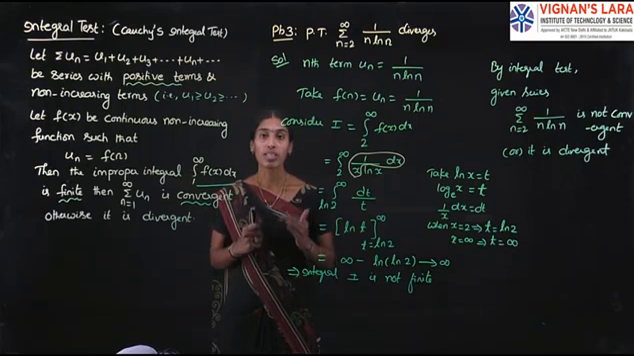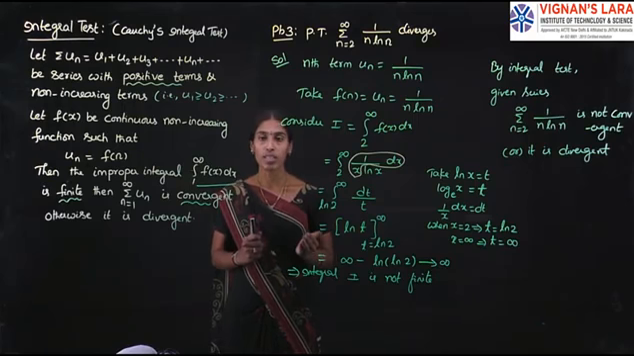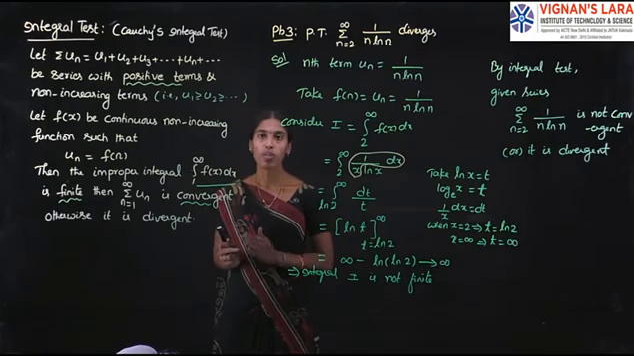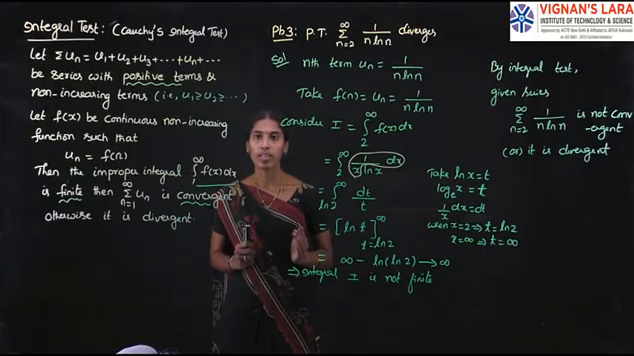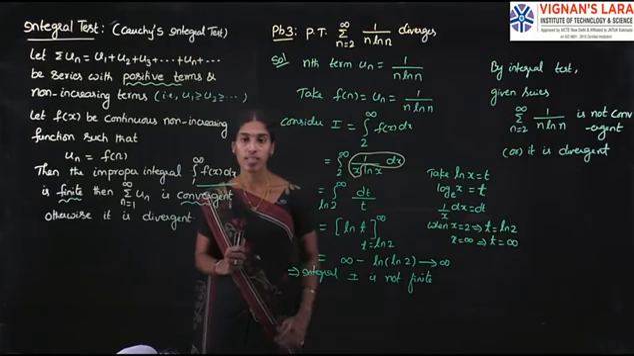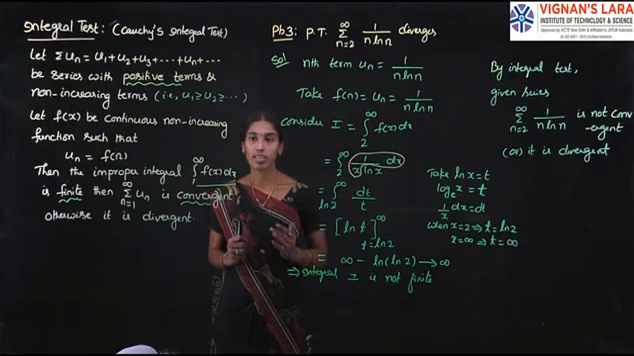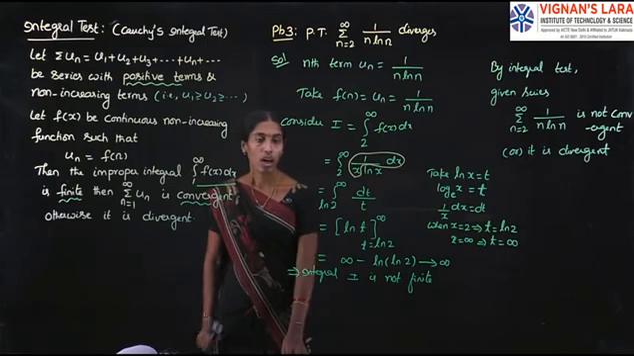Suppose the series is an alternating series, meaning some of the terms are positive and some of the terms are negative, then we have a separate test. We call it the Leibniz test. In the next session, we will see how to find the nature of the alternating series.